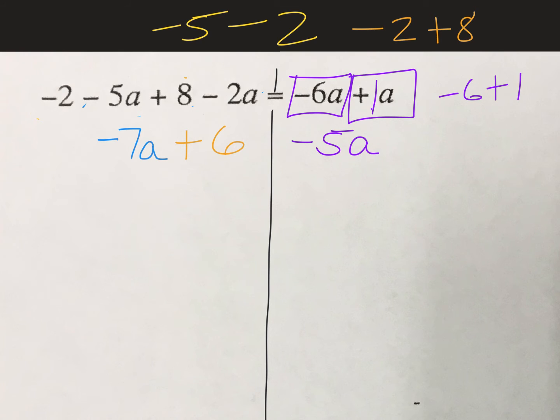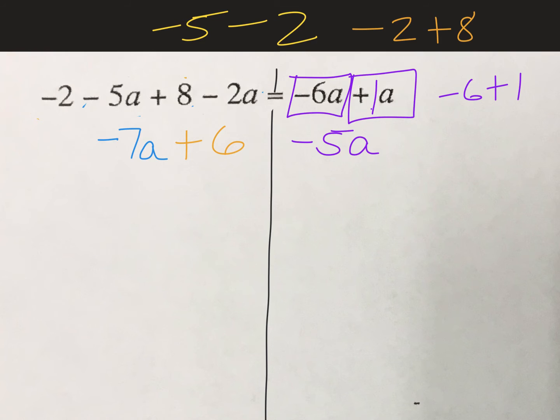So now we've got both sides of the equation a little bit more simple. So now let's talk about what we're going to do to solve it. Even though they're like terms, we can't put those a's together because one is on the right-hand side of the equation and one is on the other side of the equation.